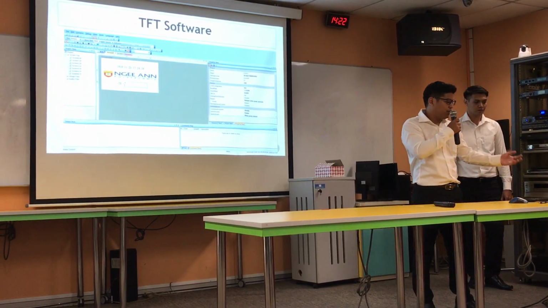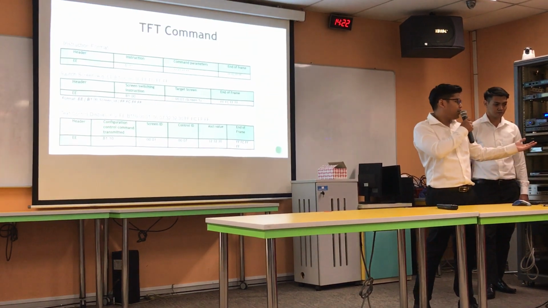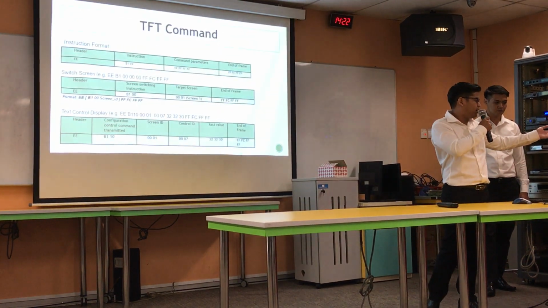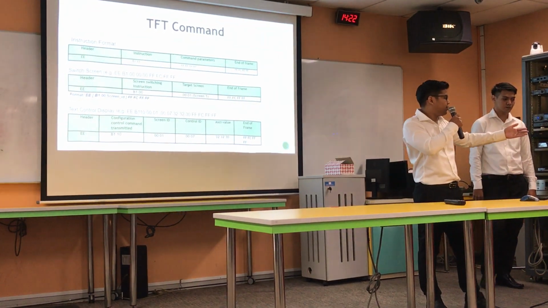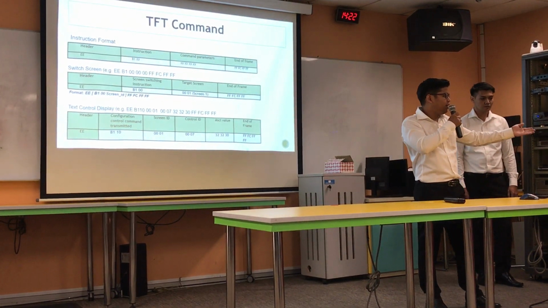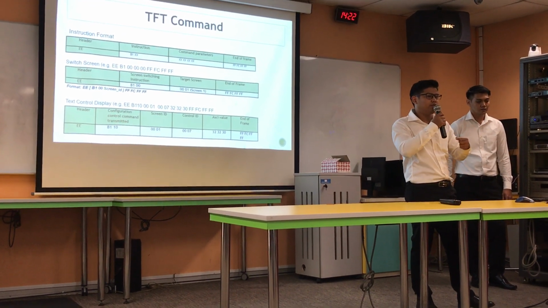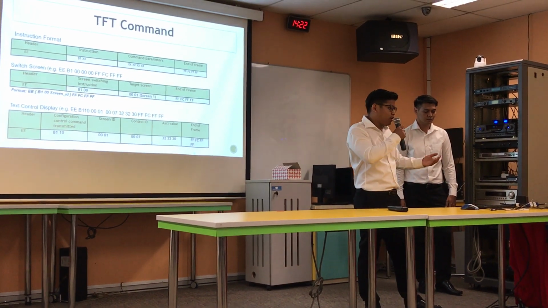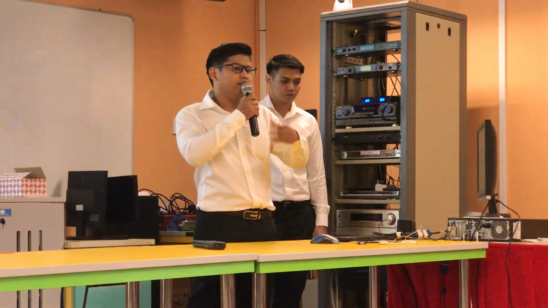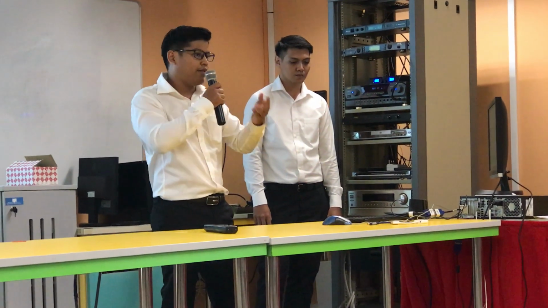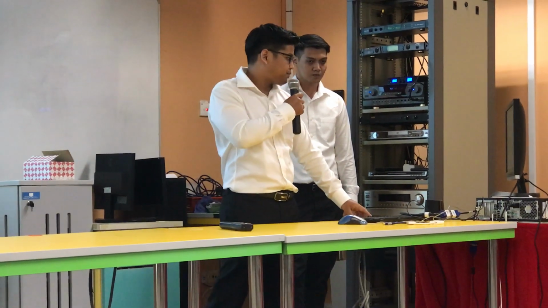So this is the TFT software that I used to design the TFT. Here are some of the TFT commands. The instruction format will be as shown: header, EE, followed by the instruction, command parameters, and the end of frame. So for example, if you want to print screen, your header will be EE, your instruction will be B100, followed by 0001, which is screen 1, and also the end of frame. If you want to update the touch control display, the instruction will be B110, followed by the screen ID, control ID, and also the ASCII value. 323230 will be 220, followed by the end of frame.